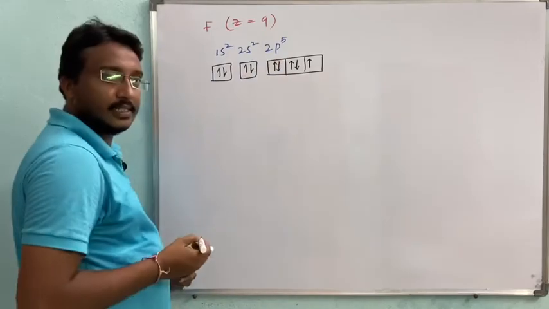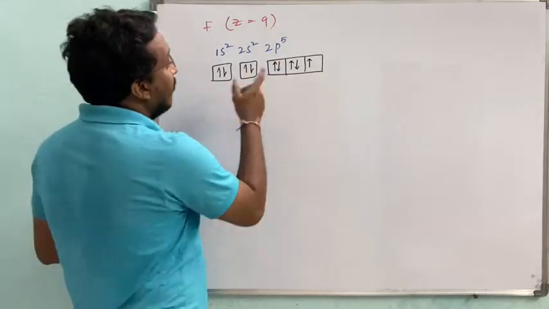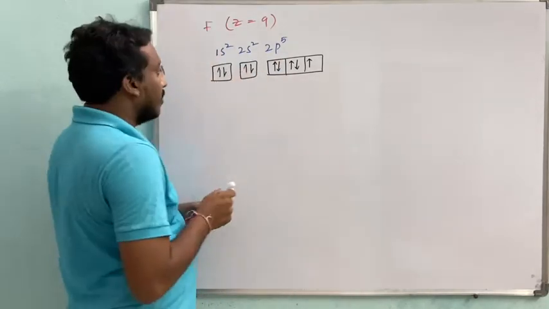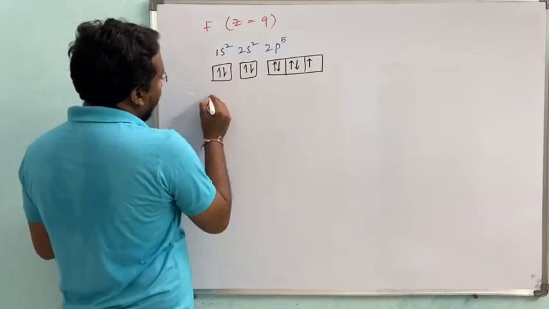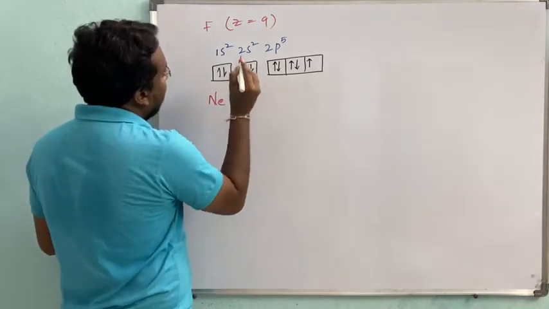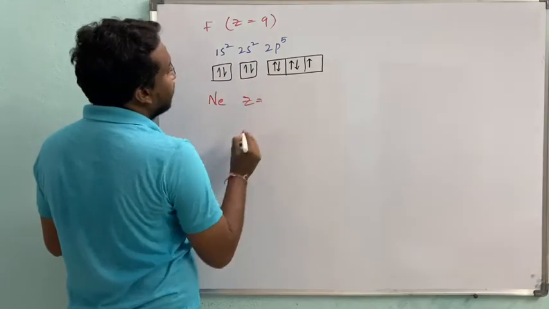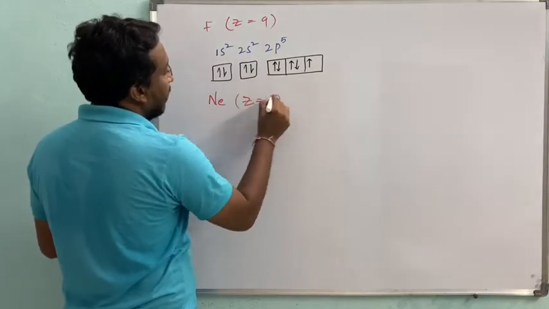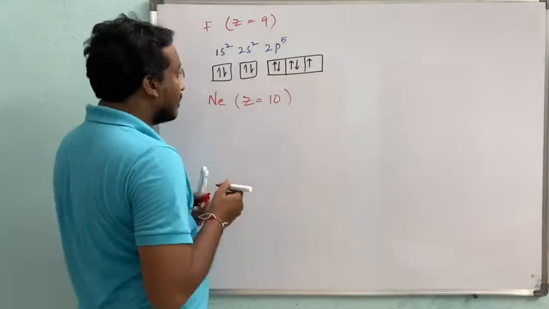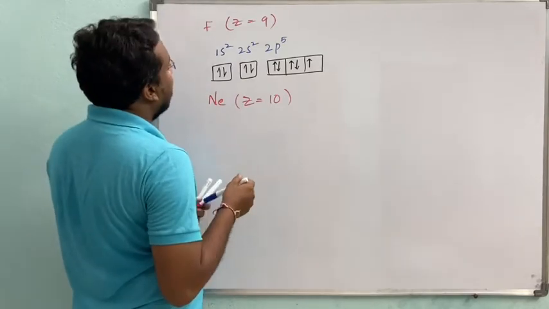Okay, this is the way to fill, that is given by Hund's rule. Next, fluorine after neon. Neon's atomic number is 10.